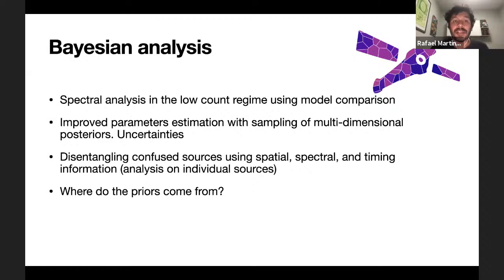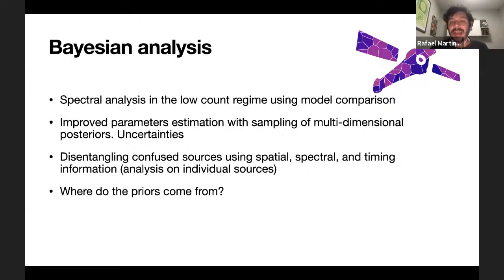We also heard a lot about Bayesian analysis, and this was brought up in several contexts early on in the conference, in the context of spectral analysis for fitting X-ray spectra in the low count regime. And this, I think, is extremely useful, in particular from the point of view of model comparison. As X-ray astronomers, we do a lot of X-ray spectral fitting analysis using, for example, XSpec or Sherpa, but very rarely do we stop to think about things like uncertainties and how well constrained our parameters are in that regime.